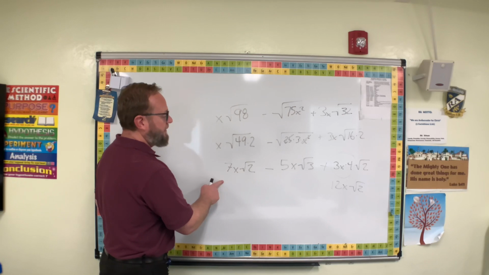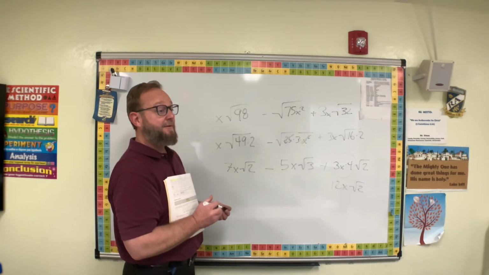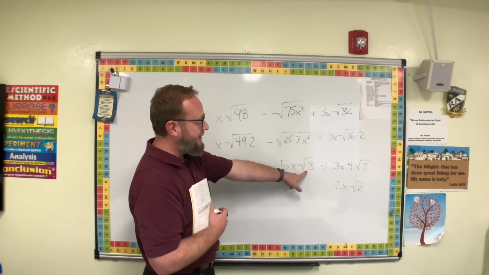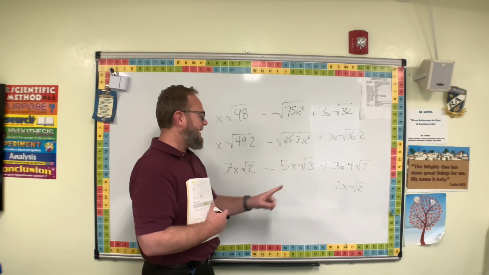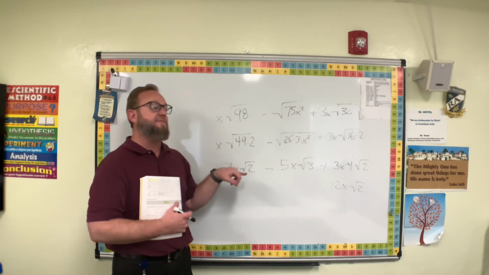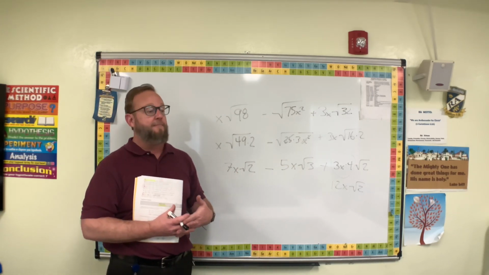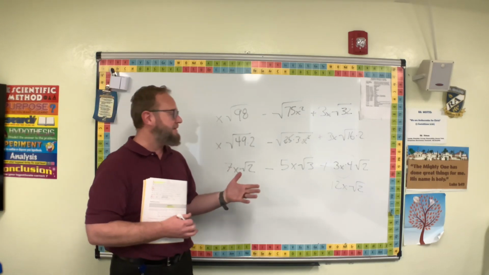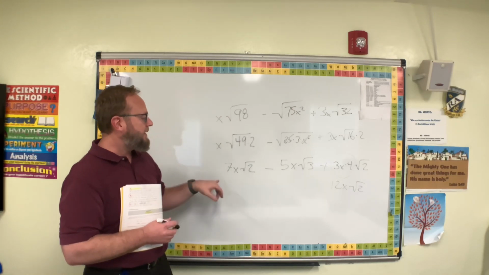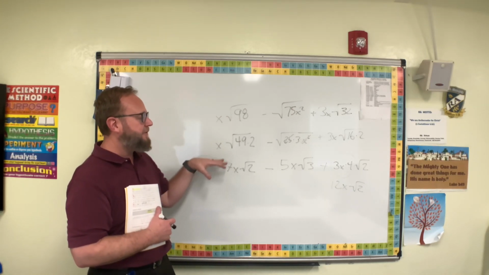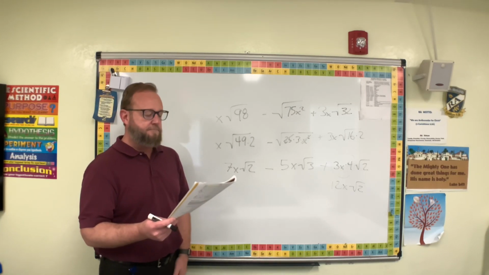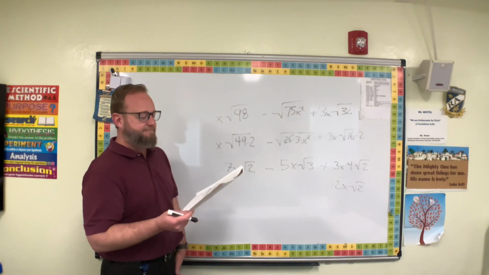Are we done? Oh, not done yet. Can I do anything with the square root of 3? No, I can't. But I have a square root of 2 and a square root of 2. And look, it even conveniently has a 12x and a 7x in front of it, so I can easily combine them. So 7x and 12x becomes 19x square root of 2 minus 5x square root of 3. Now can I combine that 19x with the 5x? No, definitely not. Why not? Because the radicands are not the same. So that's my answer then.